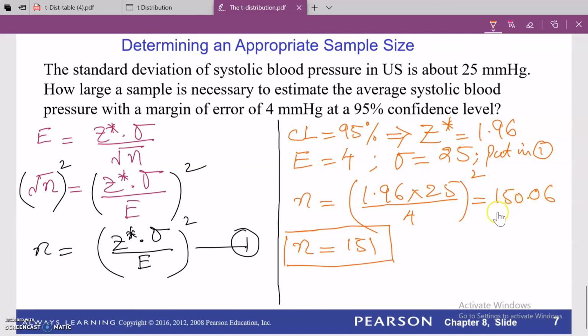I hope you understand this problem, and also this derivation. If you are solving a real problem, you don't need to derive this formula. If you remember this formula, you don't need to derive it all the time. But this is the calculation I have shown you.